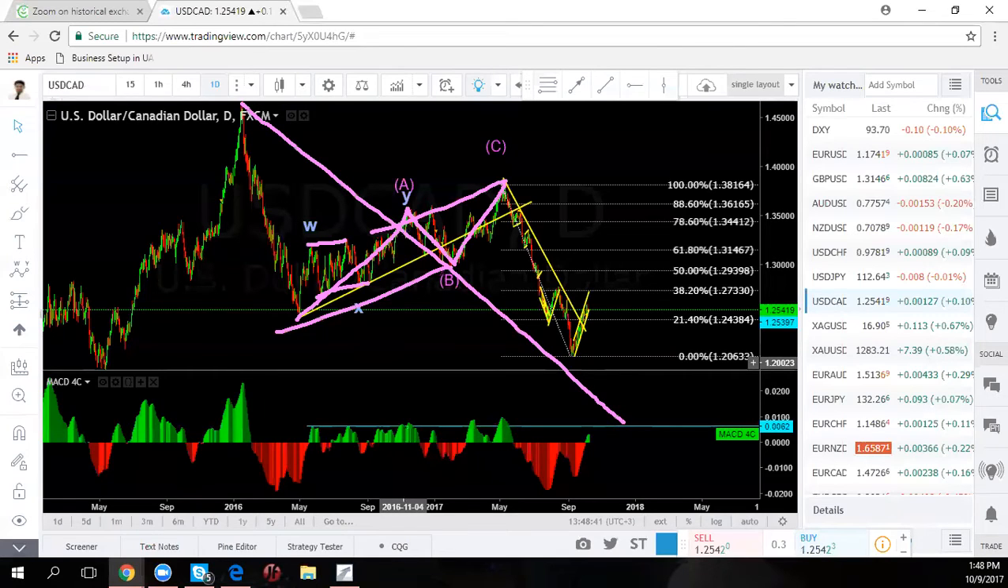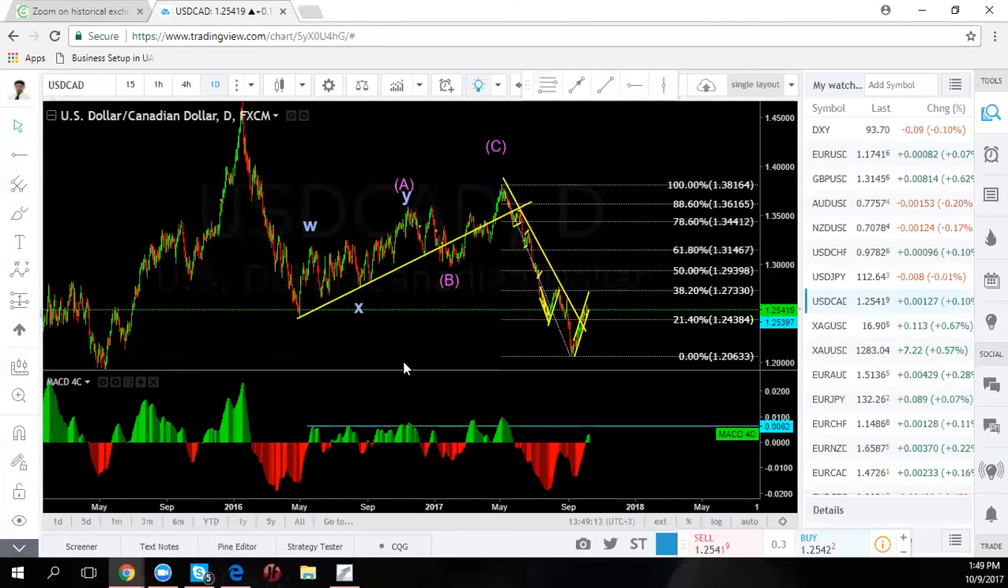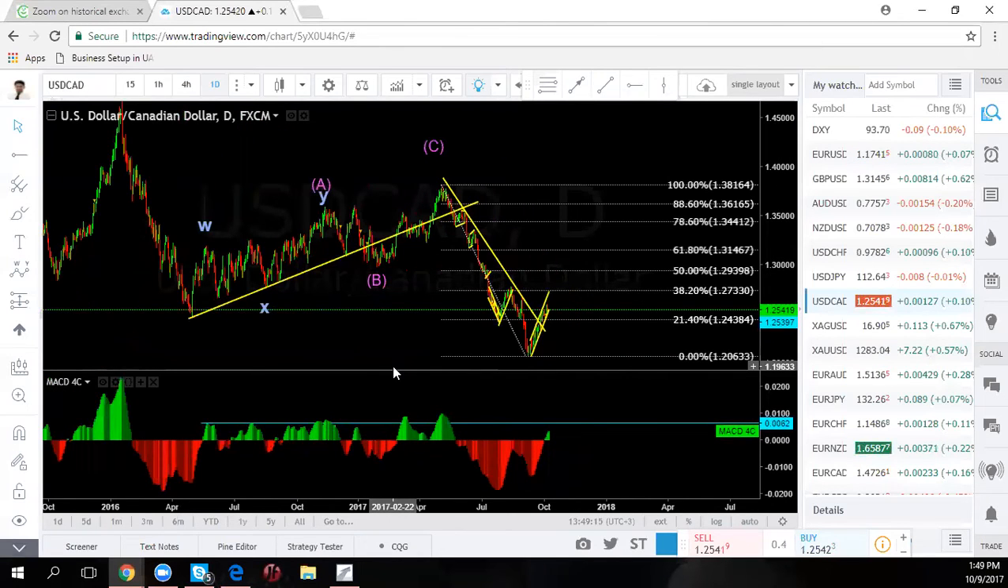Why did I skip over the red and the MACD and count it as 3 waves? Let's go ahead again. Why did I skip over this piece and the MACD here and count it as 3 waves? Is that the question, Brendan?